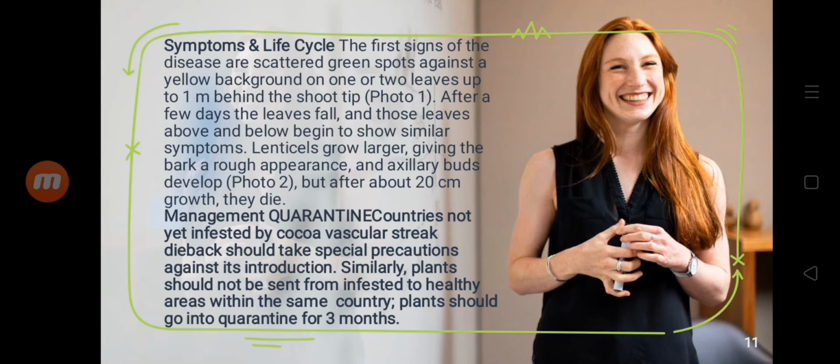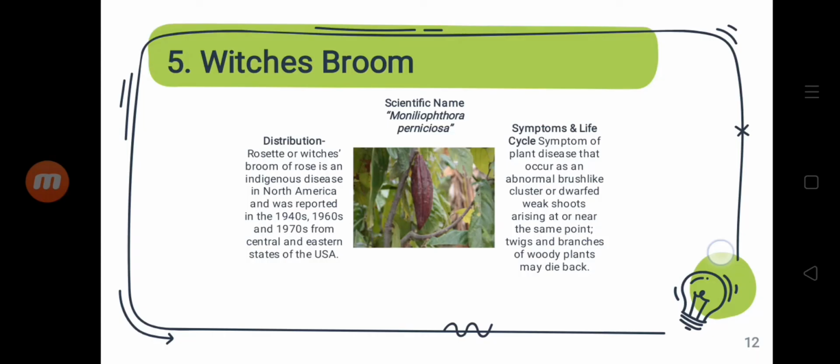Similarly, plants should not be sent from infested to healthy areas within the same country. Plants should go into quarantine for 3 months. Number 5. Witch's broom. So this is the witch's broom disease in the picture.